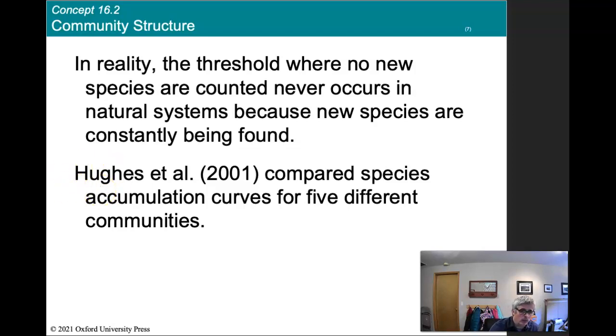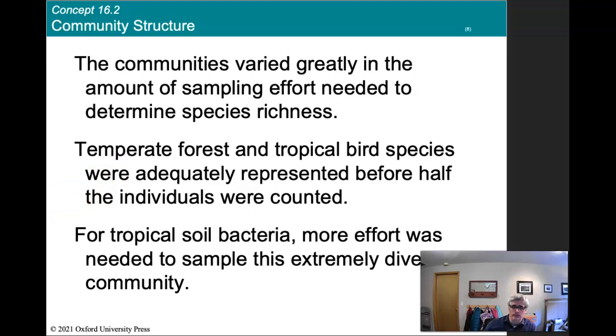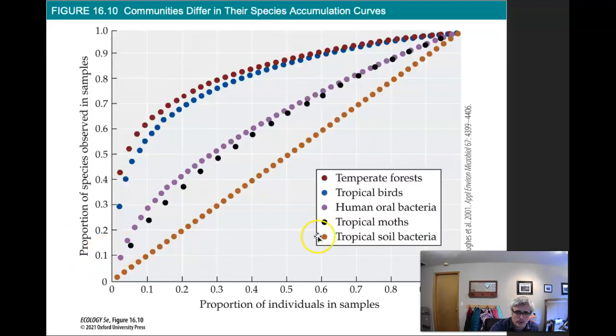So Hughes et al. looked at this in a few different areas to compare relationships between sampling effort and the number of species found. It was an interesting one because they included really different communities. They looked at temperate forest and tropical birds, and they think the number of bird species was adequately represented before half the individuals were counted. They looked at tropical soil bacteria, and more effort was needed to sample this immensely diverse community. They also included human oral microbiomes as well.